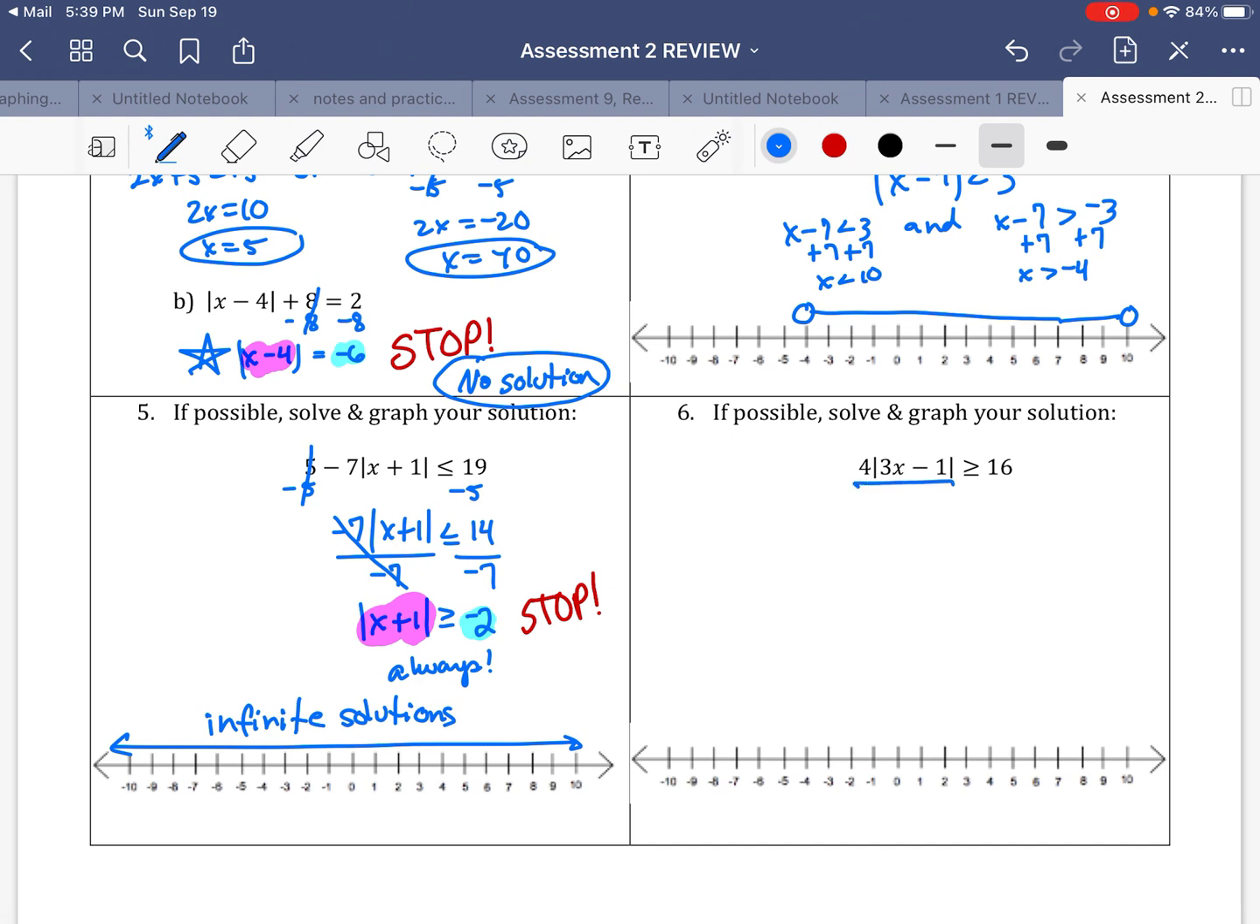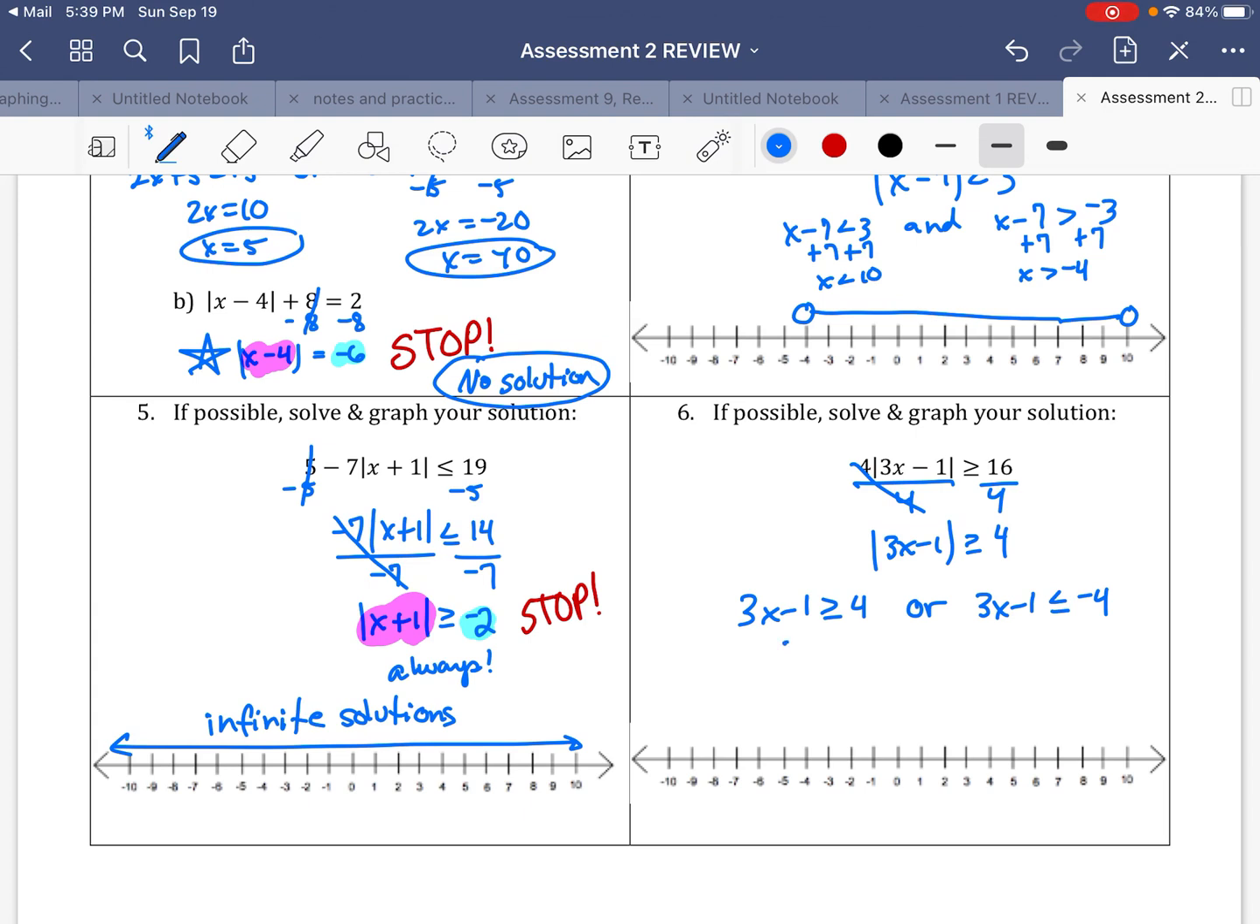I have to divide by 4 to clean this up. So I have |3x - 1| still, greater than or equal to 4. All right, so greater than is an or situation. So 3x - 1 is greater than or equal to 4, or 3x - 1 is less than or equal to negative 4, which is when you switch it.